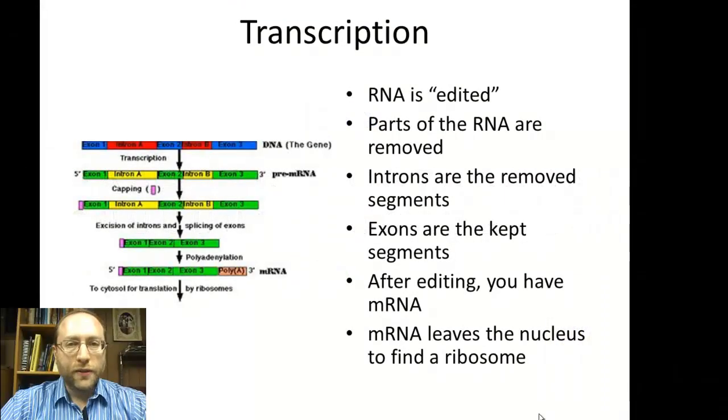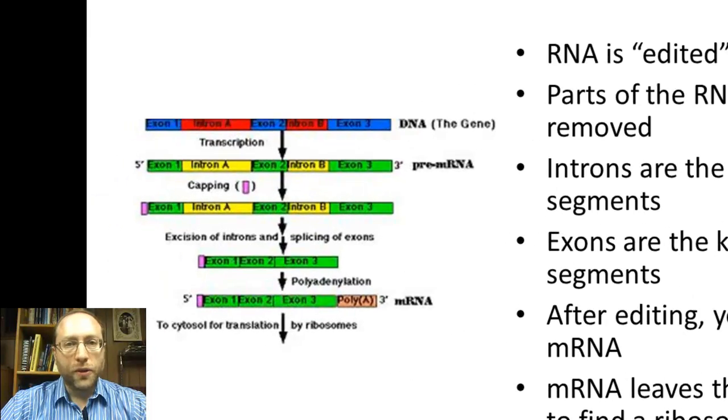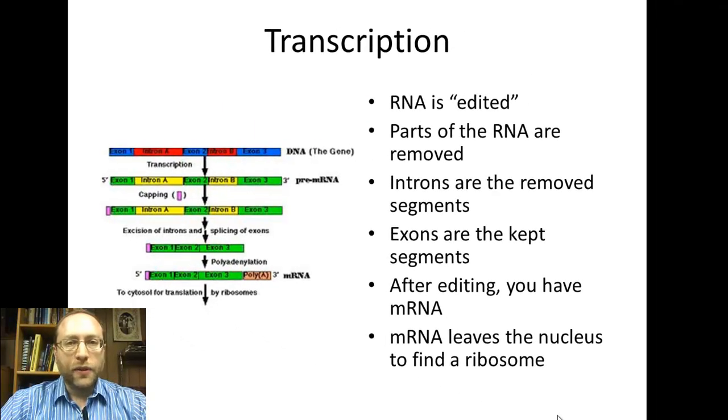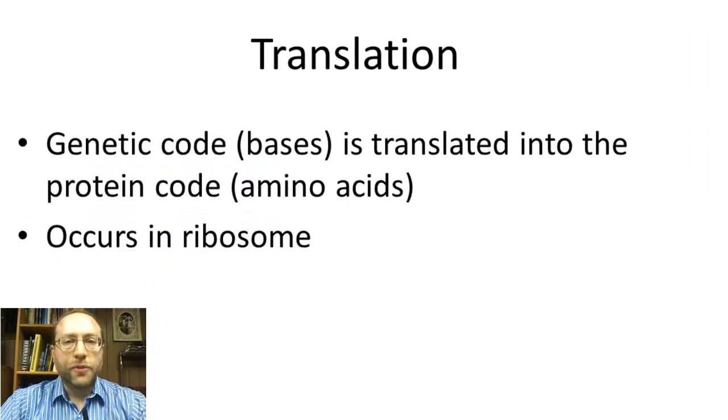Now after this is constructed, then the RNA is edited. Parts of the RNA are removed. The parts that are removed are called the introns. The parts that remain are called the exons. So you have a shorter strand, and that particular thing is called the mRNA. And then that will leave the nucleus where the DNA is, and will go out into the cytoplasm to find the ribosomes. Once it gets to the ribosome, then translation begins.